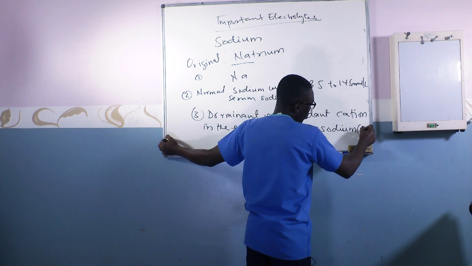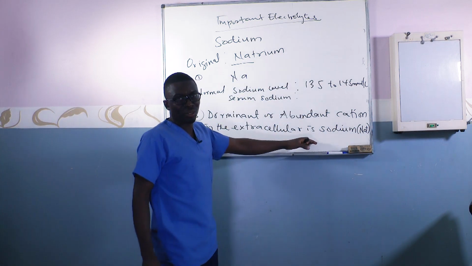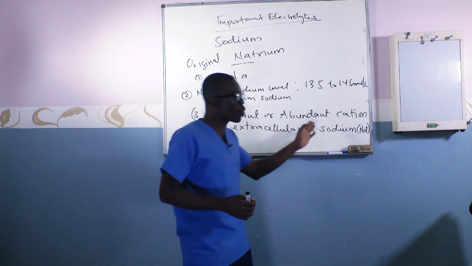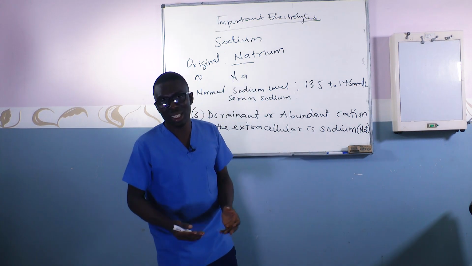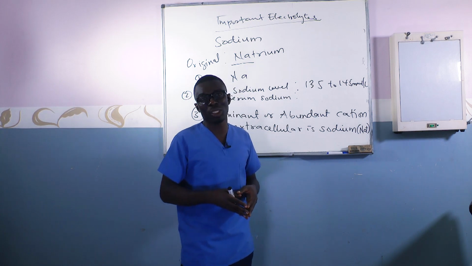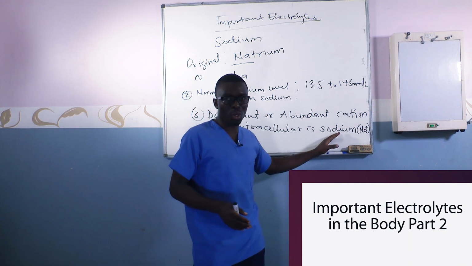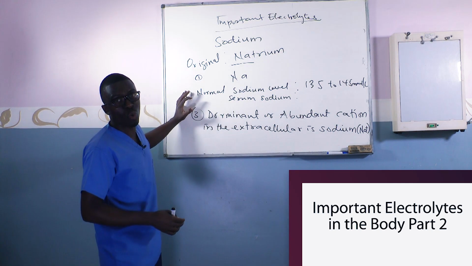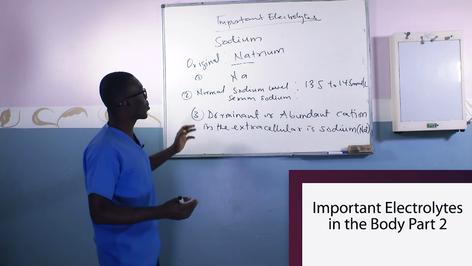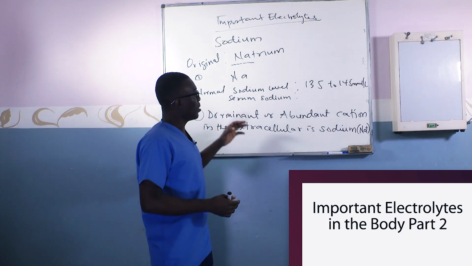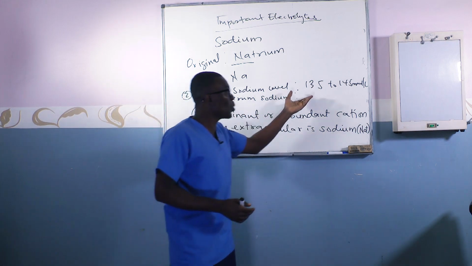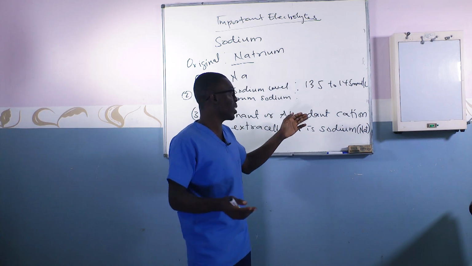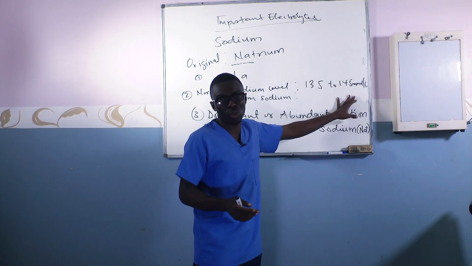So please don't forget. You might have a question asking which of the following electrolytes is most abundant in the extracellular part of the body. Your correct answer should be sodium. So basically, these are the three main points that you have to know about sodium. Now let's look at certain conditions that might occur as a result of either low sodium level or high sodium level.